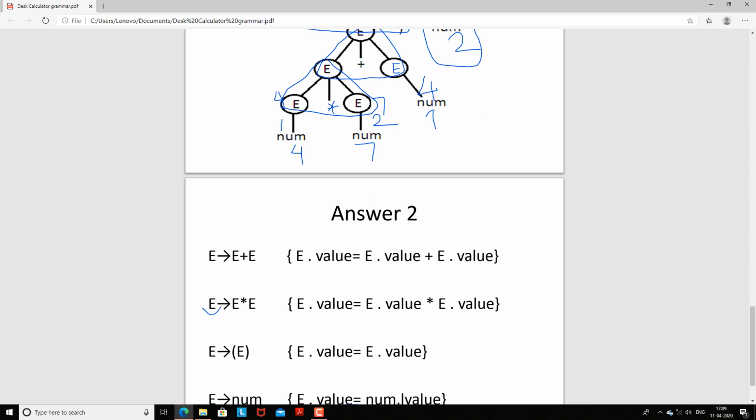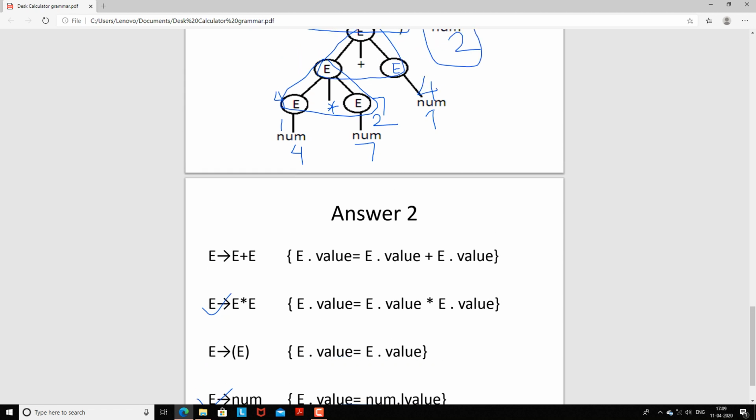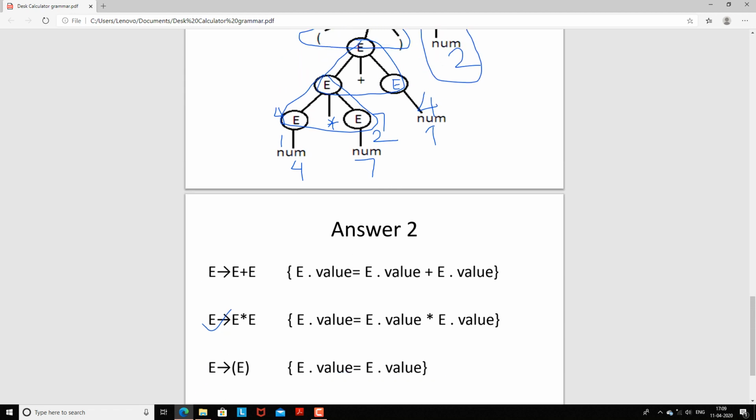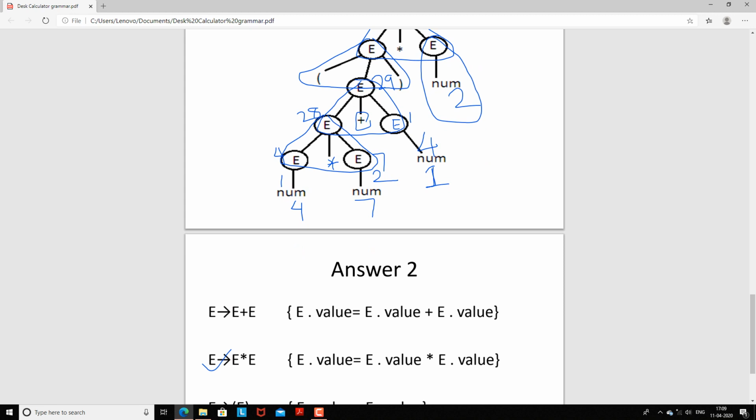So the SDT for E tends to num we have already discussed, and the SDT for E tends to E into E is E.value equals E.value into E.value. So here you can store the value 28. After that we are going to reduce E tends to num here, and the value is 1. So the same value 1 is assigned here, and after applying the plus operation, 28 plus 1, 29 is stored here. So the SDT for E tends to E plus E is E.value plus E.value. So you can simply design it.